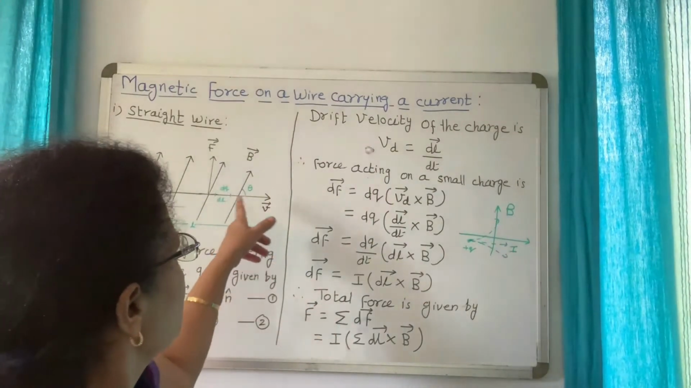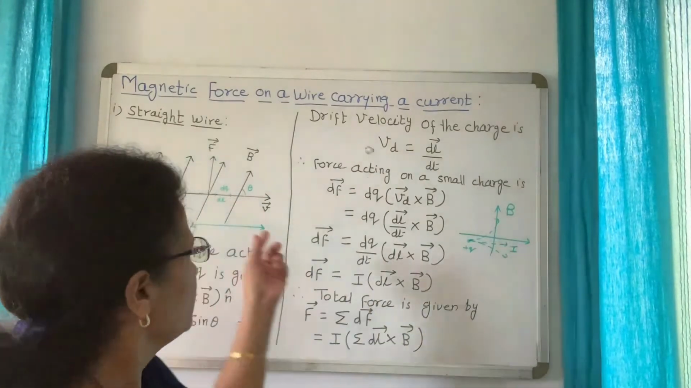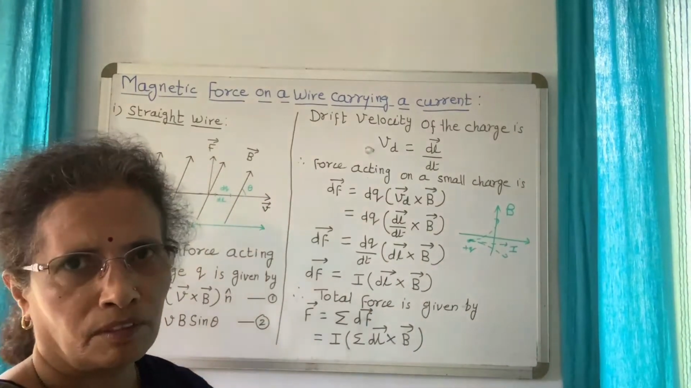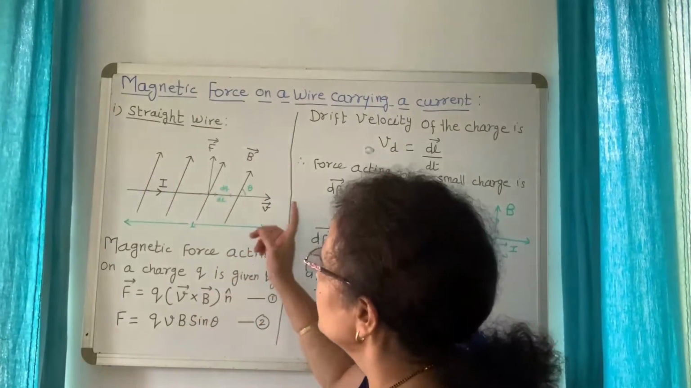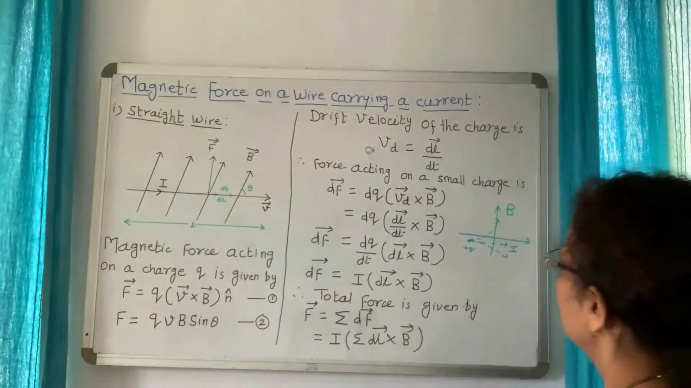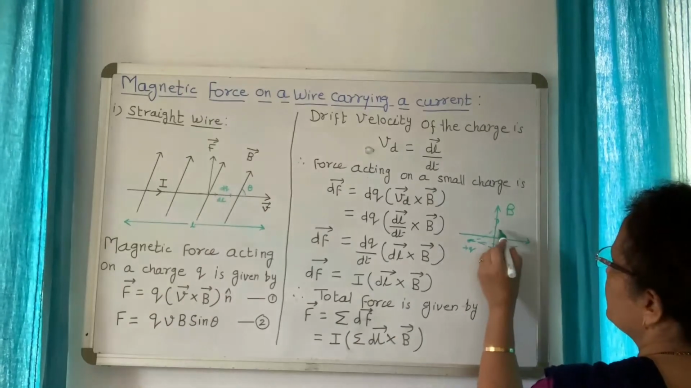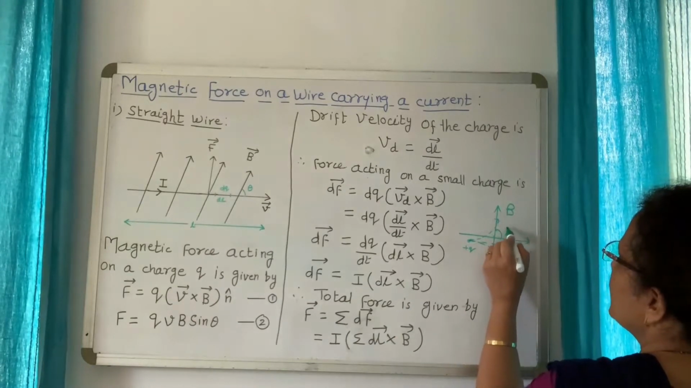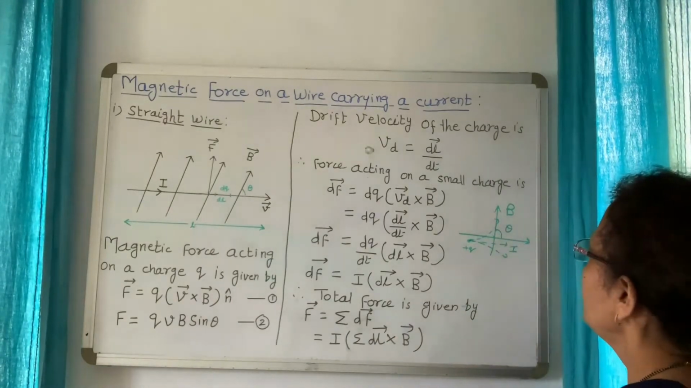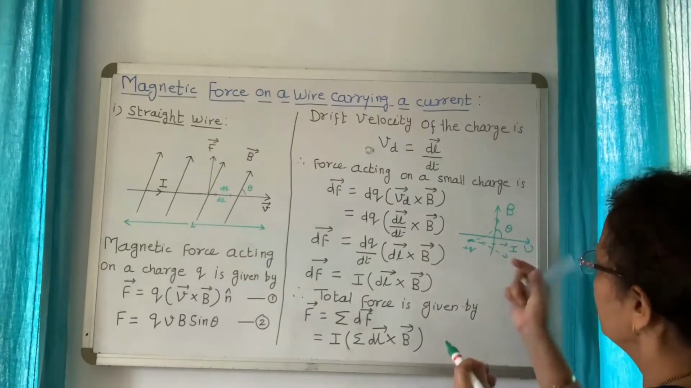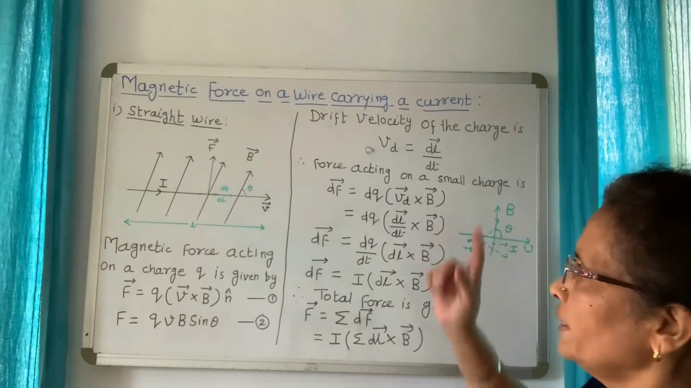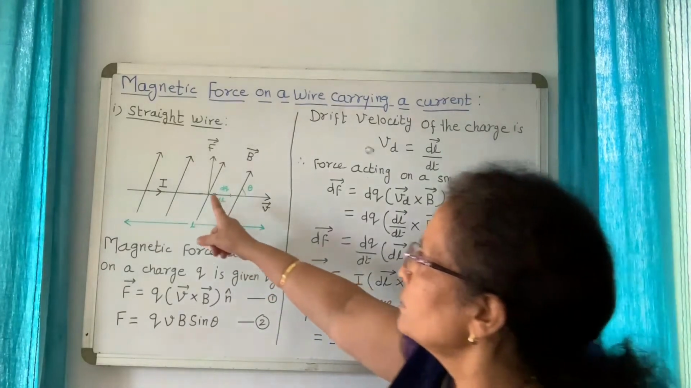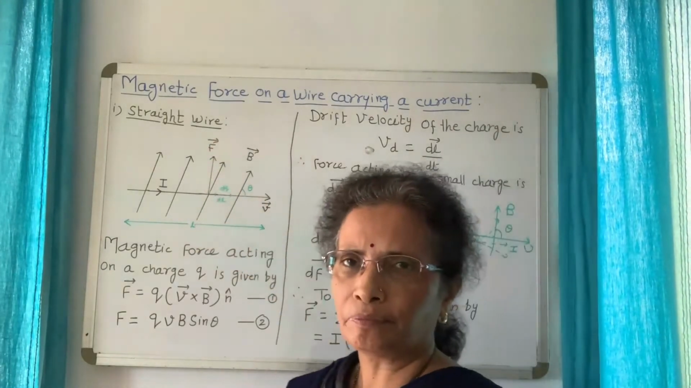The direction of this force we can find out using the right hand screw rule, where theta is the angle between V and B. V means the direction of the current. This is the direction of the current, this is the direction of the field, and this is the angle theta. If you rotate from V to B, the tip of the screw advances in the upward direction. So the direction of the force is upward.